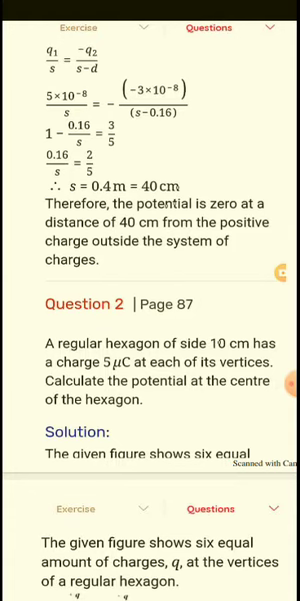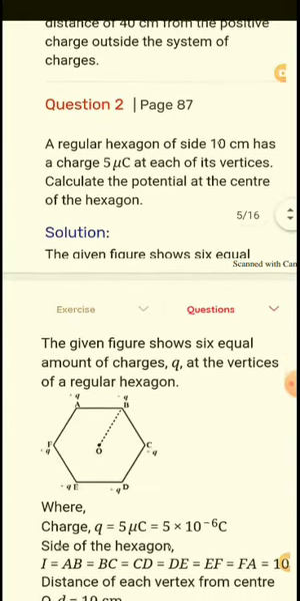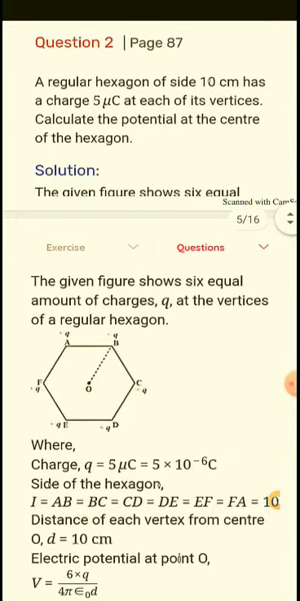If we go for the second question: a regular hexagon of side 10 centimeter has a charge of 5 microcoulomb at each of its vertices. We are taking a hexagon, and the length of the side, that means AB, is 10 centimeter, BC also is 10 centimeter, and the charge at the points A, B and C is 5 microcoulombs. It is at the vertices, meaning at the joining points. So calculate the potential at the center of the hexagon, at the point O. See the diagram, at the point O we need to calculate the potential.